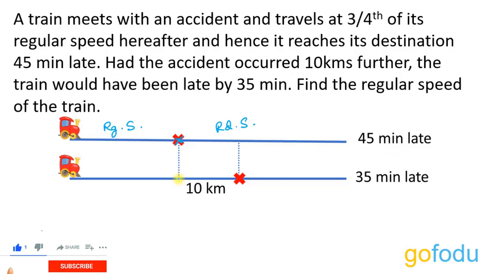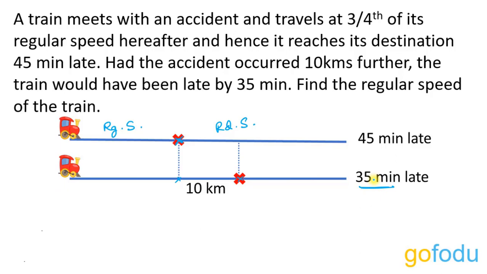If the accident occurred at this point in place of this, the train would have reached 35 minutes late. Instead of 45 minutes, the train would have reached now 35 minutes late. We have to find the regular speed of the train. So we have two scenarios. In both the scenarios, the train is covering the same distance. Okay, from starting till end, the train is covering the same distance.